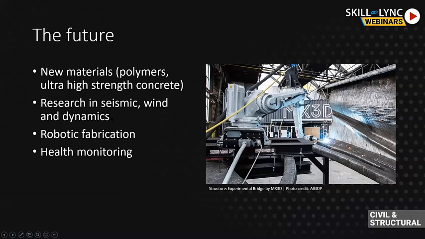And you have even more exciting things like 3D printing and robotic fabrication. Like this bridge here, I think it's an experimental bridge in Netherlands. It's a fully welded bridge. So you have this robotic arm that completely prints this bridge in metal. It's mind-blowing.